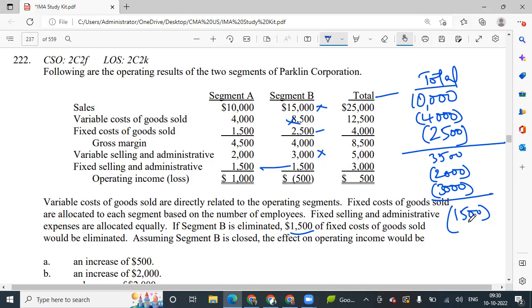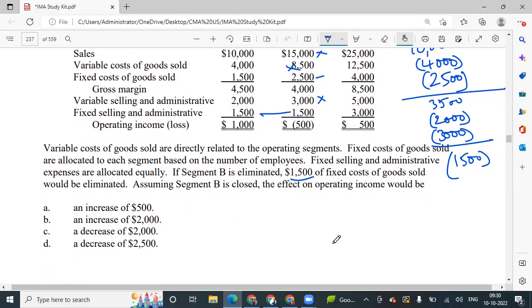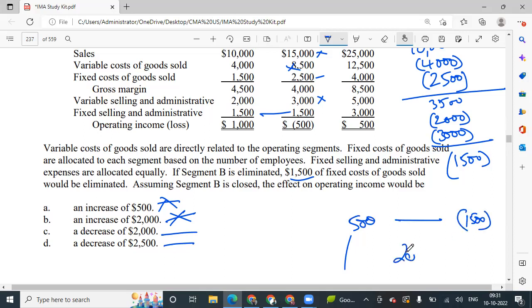Now the options given here are an increase of 500 and an increase of 2,000. This is not going to be the answer at all because it is a loss, right? From 500, it's going down to minus 1,500. Then a decrease of 2,000, a decrease of 2,500. So what is the decrease? It is 500 to minus 1,500, so this is actually a decrease of 2,000. All right, so a decrease of 2,000 is the answer.